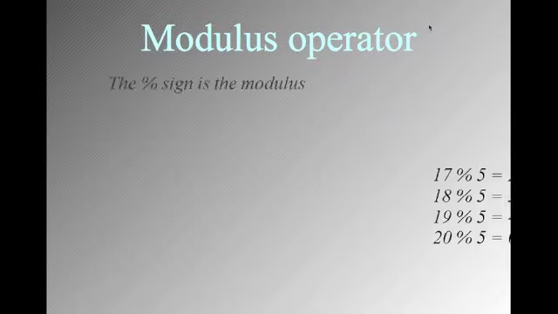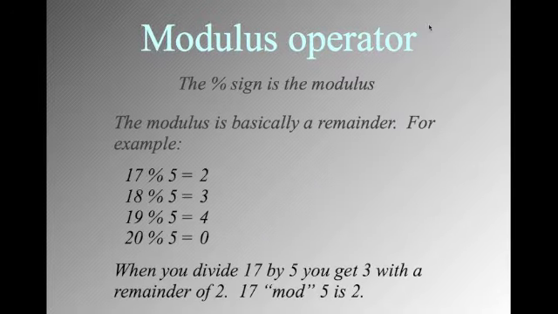Now the modulus operator can do something totally different. The percent sign is the modulus, and the modulus is basically a remainder. For example, if you take 17 divided by 5, you get 3 with a remainder of 2. So 17 mod 5 is 2. I've included a couple other examples here. And just remember that if it divides out evenly, there is no remainder, so the modulus value would be 0.